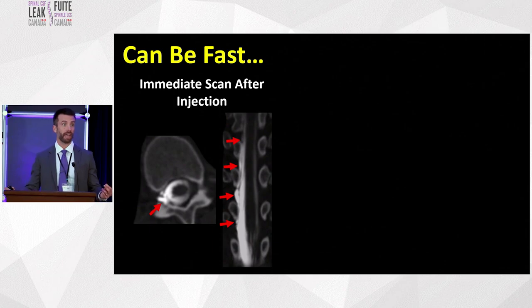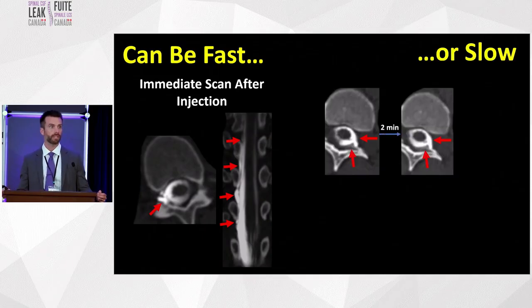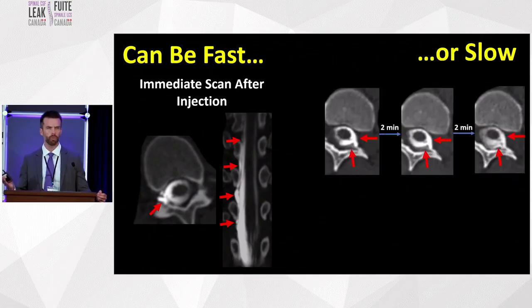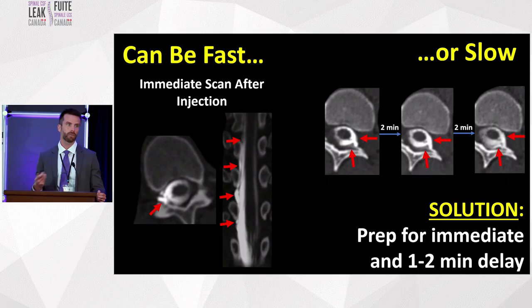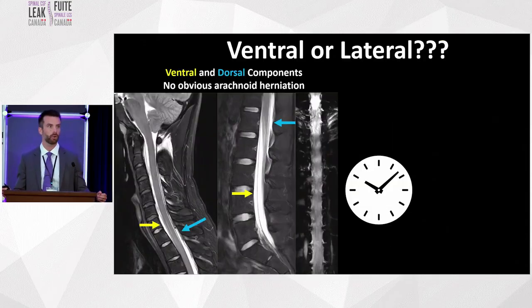These leaks can be very fast. So on this patient here, right after injection, there's traveling of contrast up the lateral epidural gutter, or they can be quite slow. So this patient here, after sequential 2-minute delays, we see that accumulation of contrast in the epidural space, but it's not rapidly leaking like in that other example. So for me, I like to get an immediate scan on these, look at it in real time, and then prep for a 1 to 2 minute delay, because these can be a little bit slower.